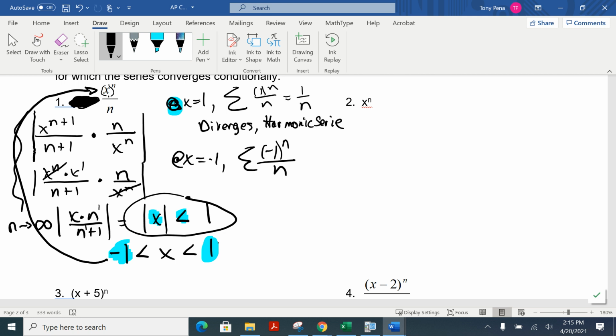Does this guy converge? I don't think so. No. You don't think so? Anybody think so? Yeah. Does converge, right? Now, for what we're going to be specific here, this would converge conditionally.